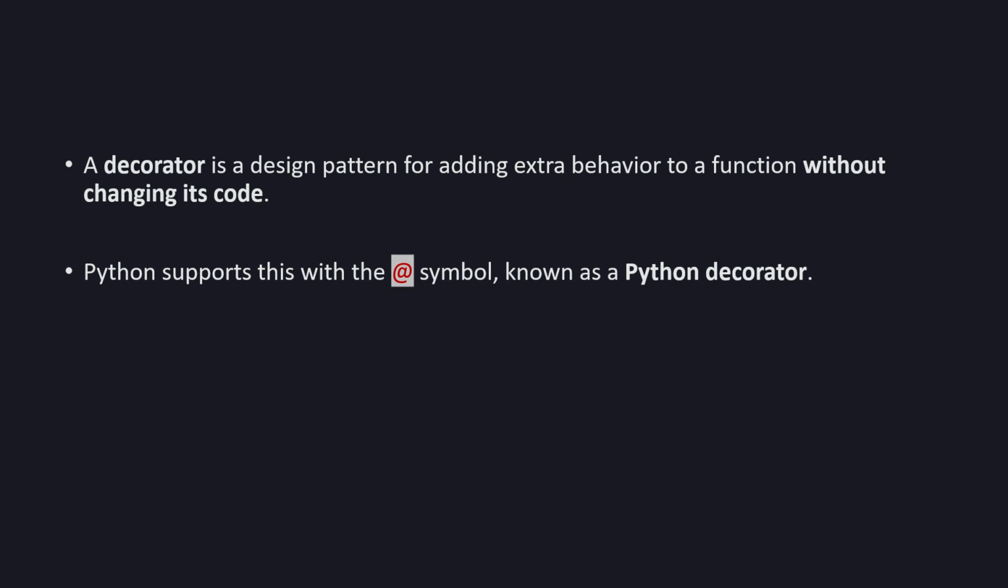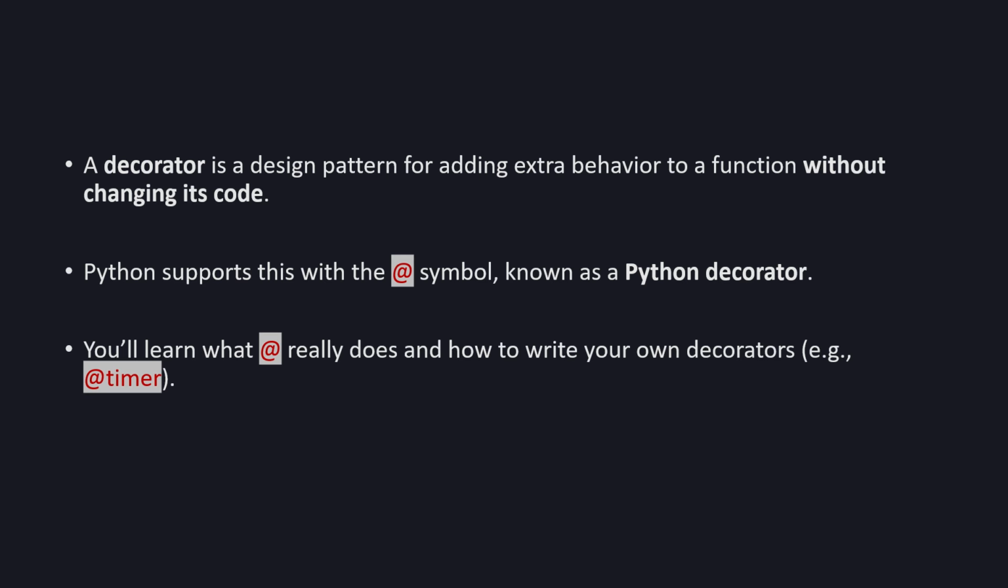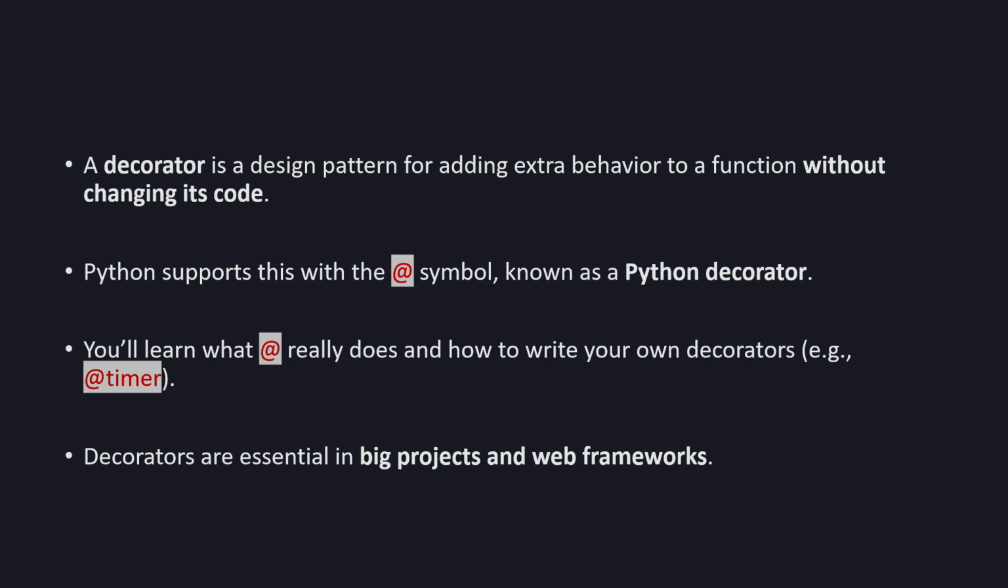Second, Python loves this idea so much, it has a special clean shortcut for it, the @ symbol, which we call a Python decorator. By the end of this video, you will not only understand what that @ symbol is really doing, but you will be able to write your own decorators from scratch, like a @timer decorator, to see how long your functions take to run. This is a super important part of big projects and web frameworks. So let's get this right.